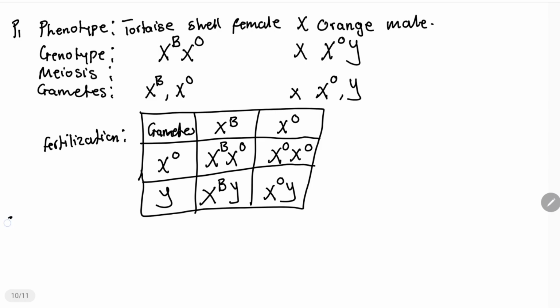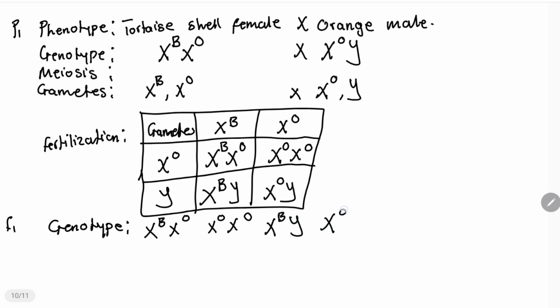Below fertilization now comes F1. In front of F1, we simply write genotype. This is the genotype of all the offspring that we produce. So this is our genotypes. So we're going to write X capital letter B, X capital letter O, X, O, X, O, X capital letter B, Y, X, O, Y. That's our genotype. Now below genotype now comes phenotype.